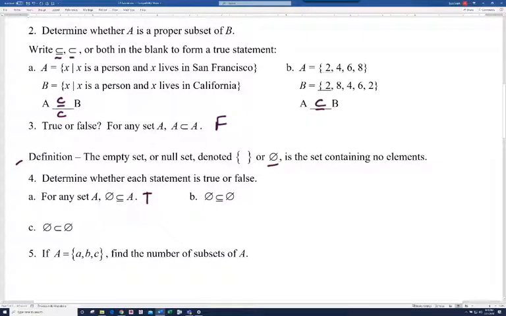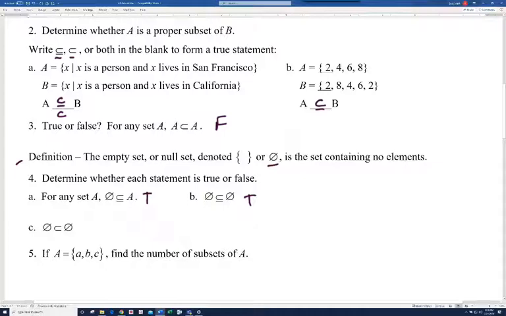In letter B, we have the empty set is a subset of the empty set. Again, you could use the same logic as in the last one. Here's the bottom line: we know that every set is a subset of itself, so that's also true for the empty set. The other way to think of it is there's nothing in the empty set that we will not find in the empty set. So this one is also considered to be true.